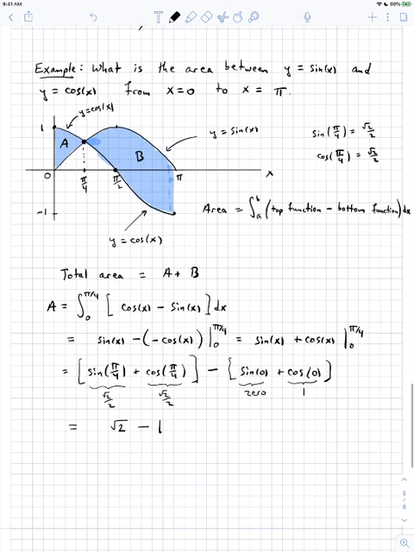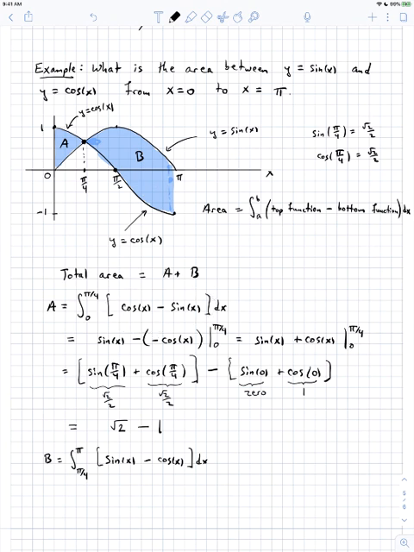Well, the second region, that's B. That's the integral from, we're starting at pi over 4, and we're going to pi. But now sine is on top. Sine of x minus cosine of x. You'll notice here that the integrand is the same, except that sine and cosine are reversed. So sine minus cosine is the opposite of cosine minus sine. So if you get these in the wrong order, you'll just end up with a negative sign.